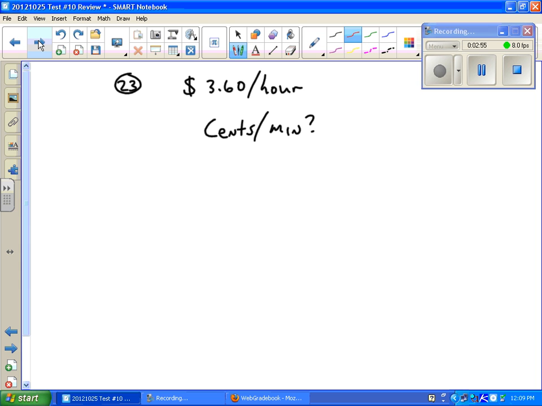Number 23 says $3.60 per hour, find cents per minute. Again, $3.60 per 1 hour. Find cents per minute. So we'll do from dollars to cents real quick. That's an easy one. Make sure when you're multiplying that you have $1 at the bottom since it's at the top of the first fraction. And then how many cents are in $1? That's an easy one again, 100 cents in $1.